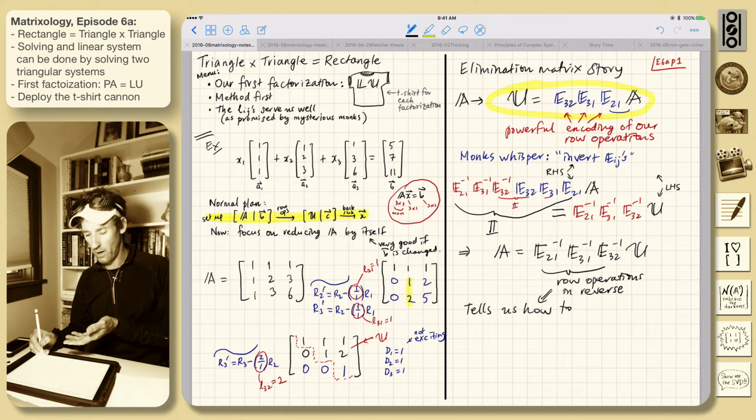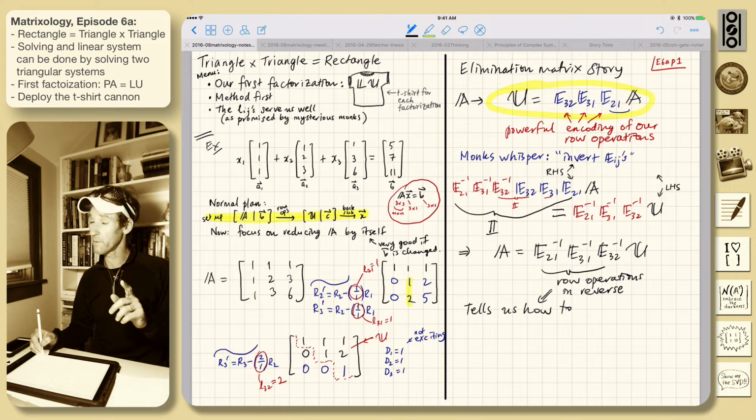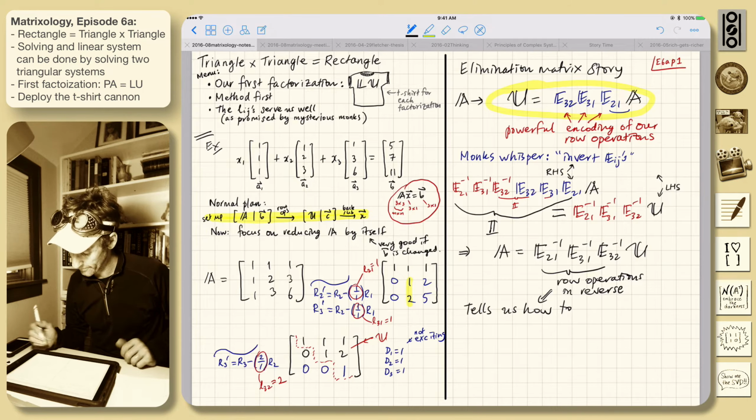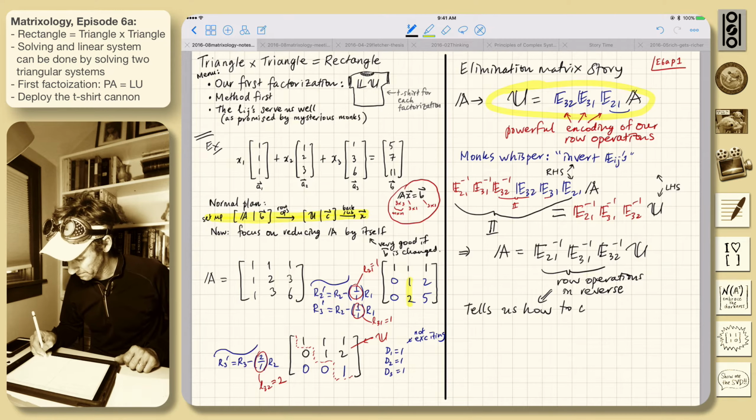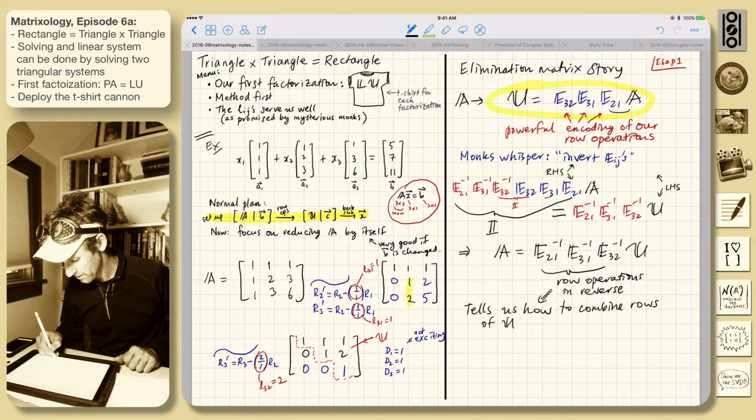Now, it could be a horrible mess, right? I mean, there are 3 row operations here. That's true for a 3 by 3. We figured this out in class the other day, right? So it's 1 plus 2 plus 3. So it's not a great thing. It's n times n minus 1 over 2, which is growing like n squared. How many row operations we need? It tells us how to combine rows of U to make rows of A.